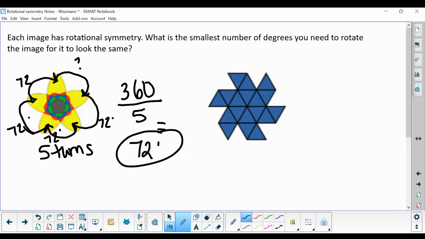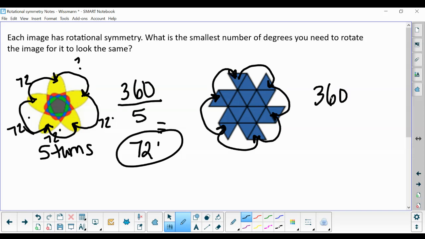So take a look at this next one. You can go from here to here. That's 1, 2, 3, 4, 5, 6 turns. So I take my 360 and divide it by 6, because this took me 6 turns, and that gives me 60 degrees. So each of these turns was 60 degrees.